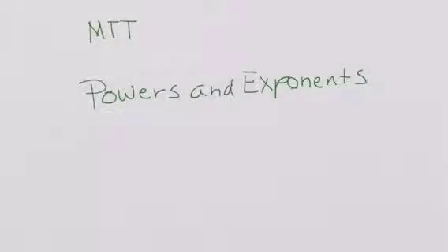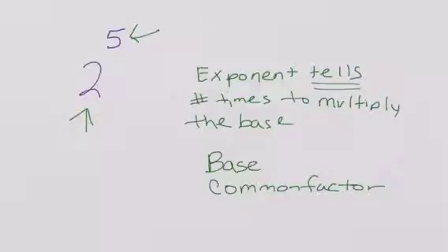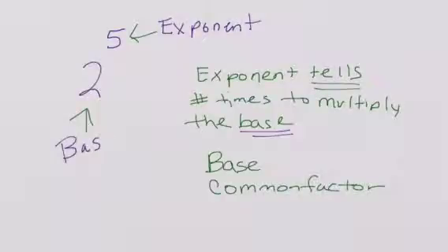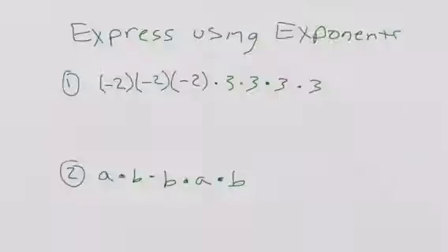Open up your MTT and we're going to discuss powers and exponents. First of all, we're going to look at where the exponent is written and where the base is written. So the small raised number is going to be your exponent, and your exponent tells you the number of times to multiply your base. The larger number, which is below the exponent, is your base, and your base is going to be the common factor that you're going to multiply over and over again.